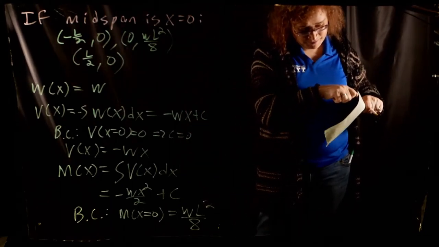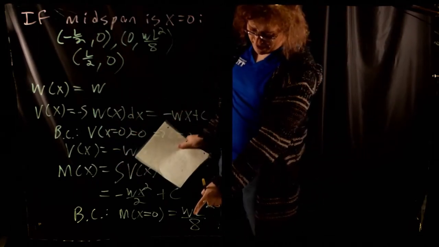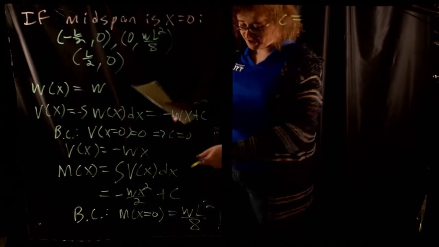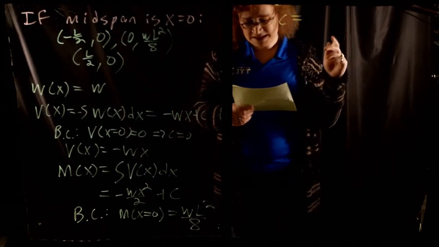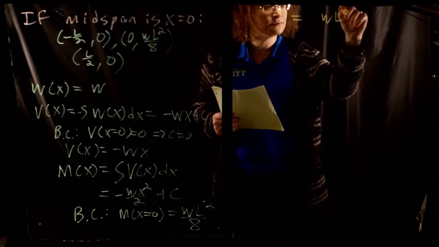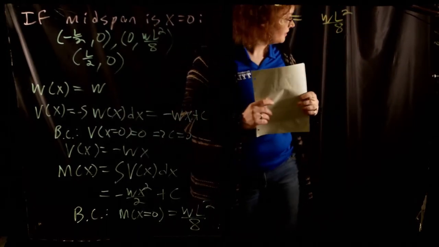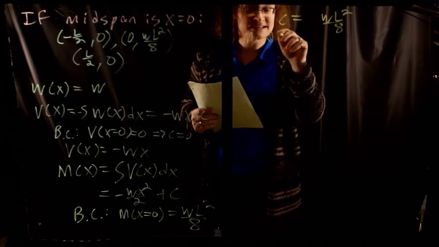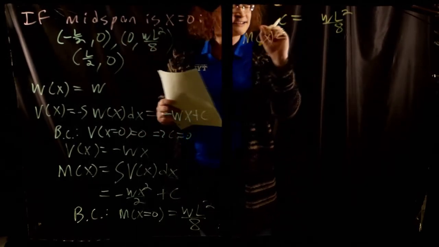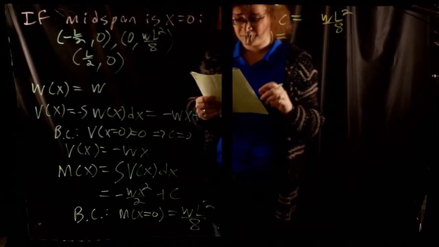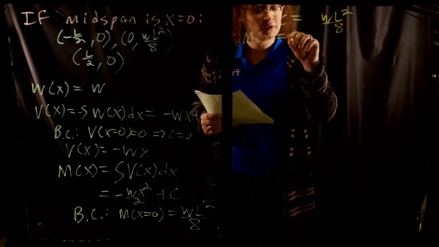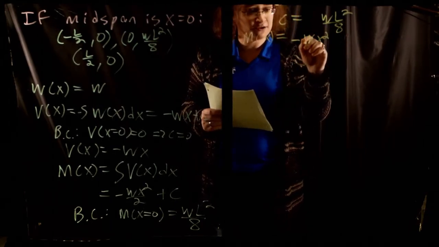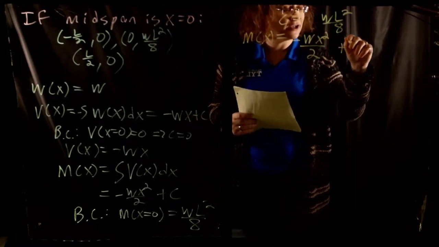Applying that boundary condition, I can conclude that C, this constant here, must be equal to wL squared over 8. Nothing very revelatory there. So M as a function of x, this is the moment in the equivalent simply supported beam, must follow the equation negative wx squared over 2 plus wL squared over 8.